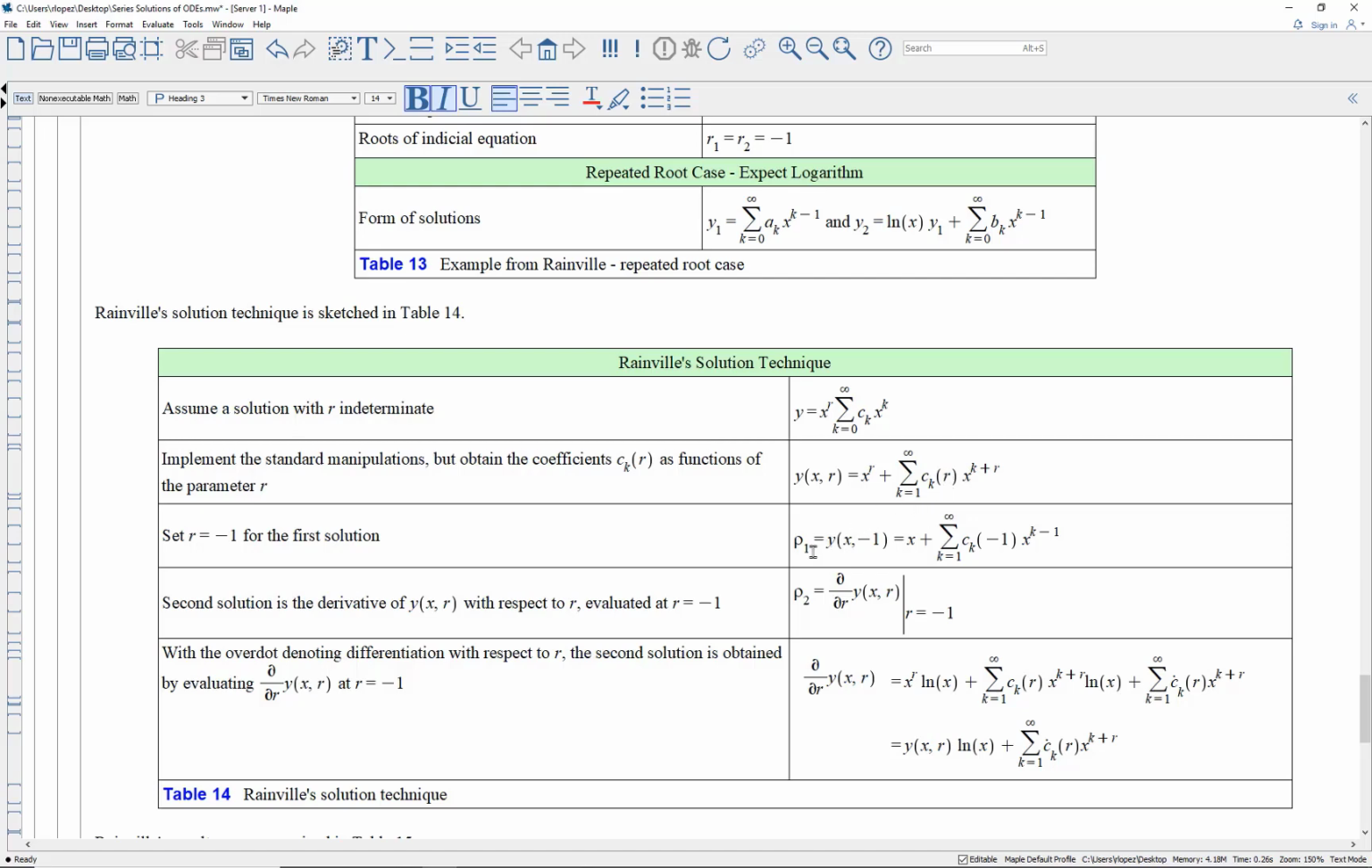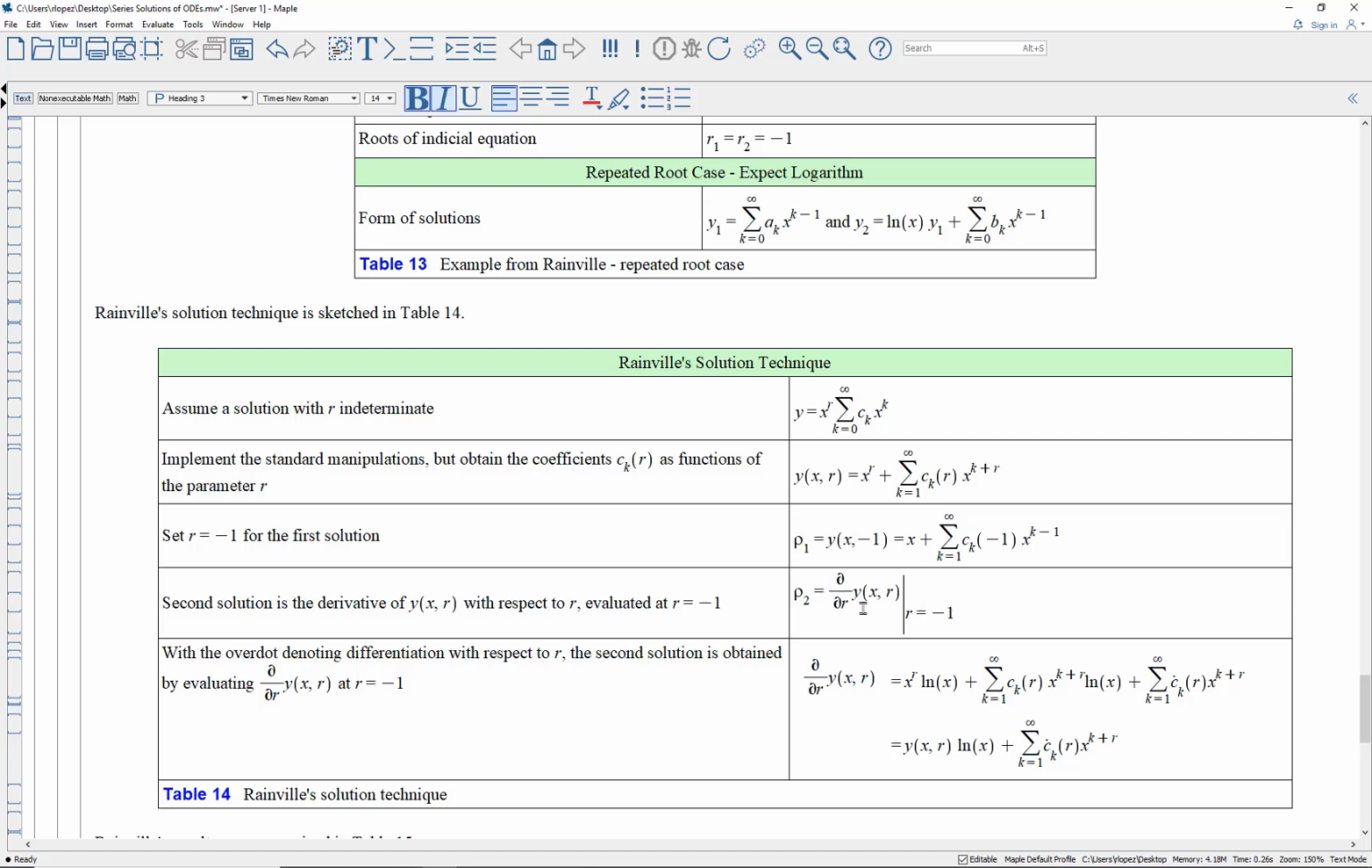Rainville's first solution evaluates this expression at r equals minus 1. He's pulled out the first term, and now the sum starts at 1. So you have this x, you have this sum from 1, and you evaluate this at r equals minus 1. Put r equals minus 1 here. First solution. To get the second solution, the one with the logarithm in it, he does this.